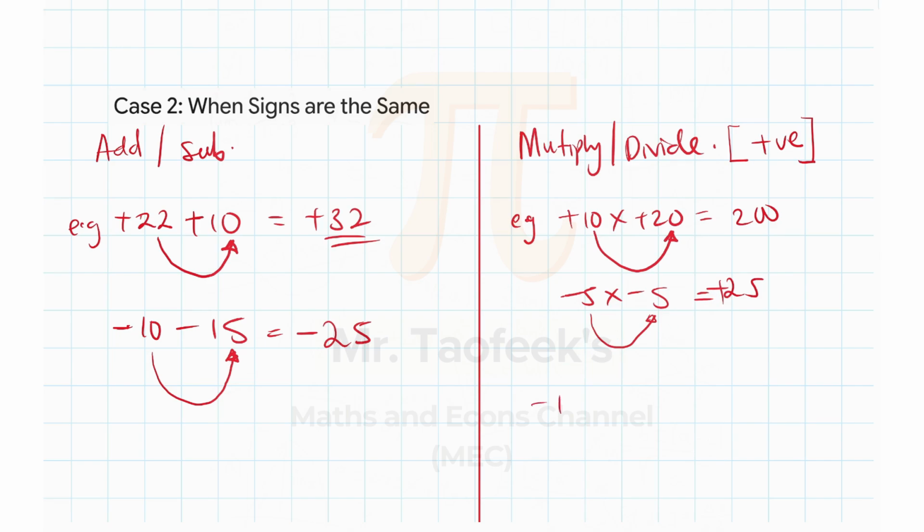Okay, so minus 15 times minus 10. Multiply the number, that's 150. Then the signs are the same. My answer will always be plus. Simple as that. Whether I'm dividing as well.